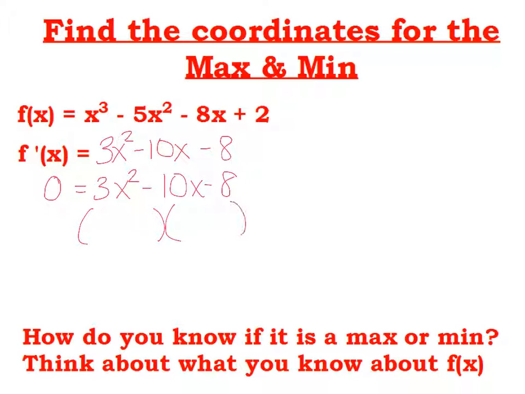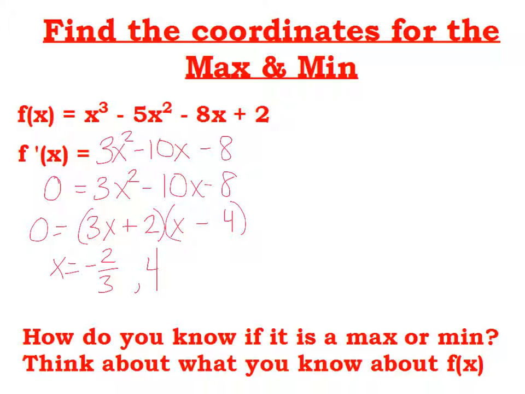Let's factor this. Factors of 8, I'm going to go 4 and 2. It could be a negative 12, positive 2. Set those each equal to 0. X will end up being negative 2/3 and 4. These are the x values where that slope will equal 0. So those are the x values of my mins or maxes.